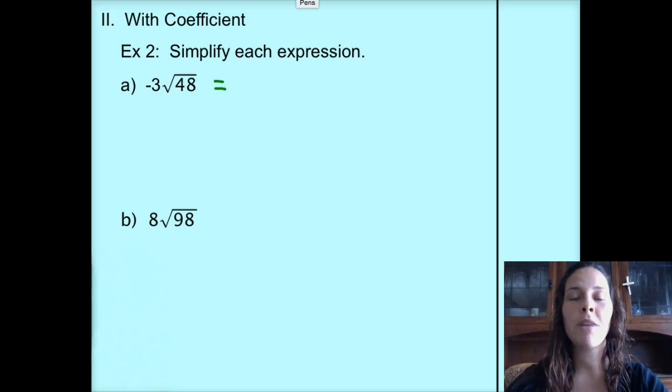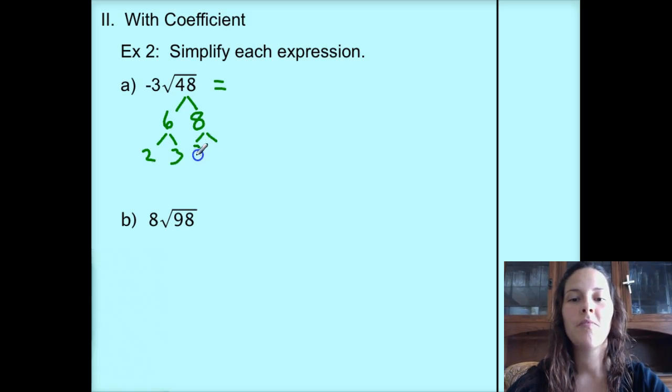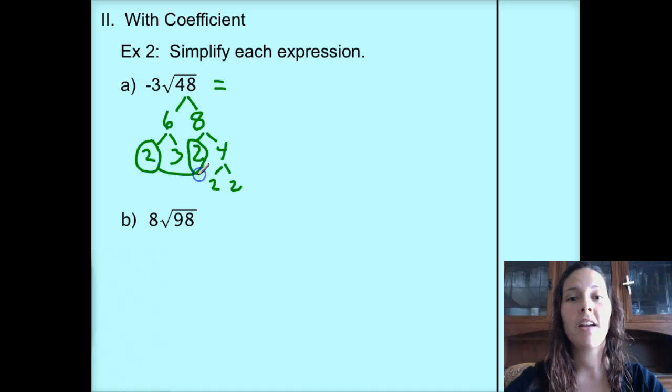Now for 48, you may not easily recognize what the perfect square factor is, so one way to get there is to do a factor tree. You probably do recognize that 48 is 6 times 8. Keep creating your factor tree until you have prime numbers. 6 is 2 times 3, 8 is 2 times 4, and 4 is 2 times 2. Once we have our factor tree, we look for pairs of numbers. So I have a pair of 2's here, and I have another pair of 2's here. So we can think about those as 2 squared.